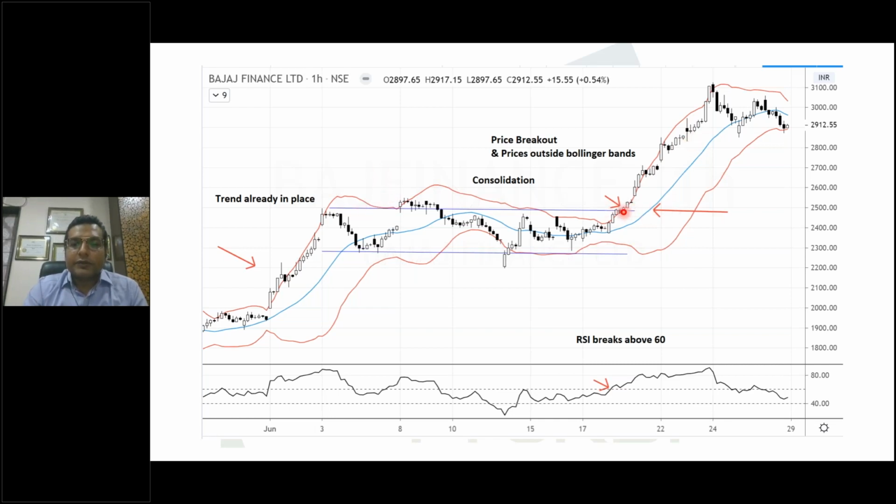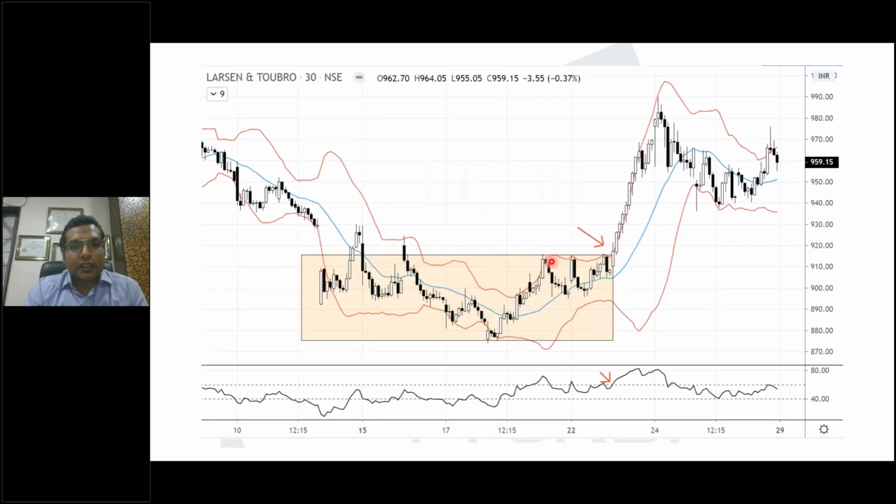So this is how a perfect breakout should look. There should be a trend in place, then there is a consolidation, and then there is a breakout. So this is what you should be looking for in the breakout. Breakout is supported by RSI. That is, we have this momentum surge, we have this volatility expansion. Everything is there when this breakout is taking place. I can see at this juncture.